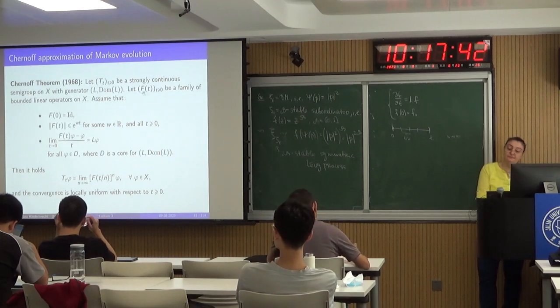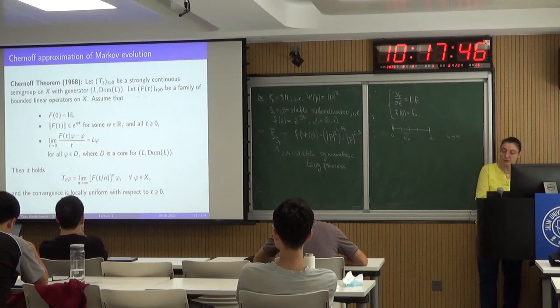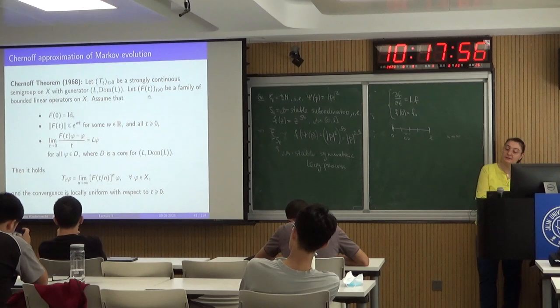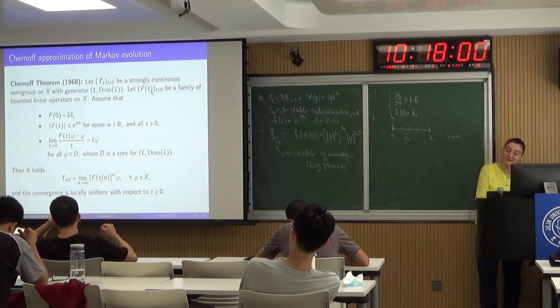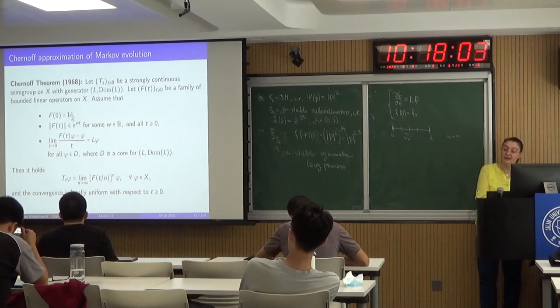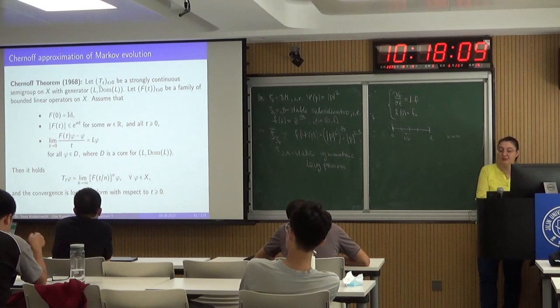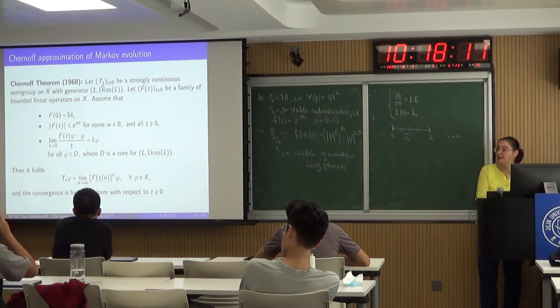So as I said, this family does not need to be a semigroup. So we have a semigroup, but we don't know it. It does not have an explicit representation. Instead of that, I consider a family of operators, which are not a semigroup, but F of 0 is identity. So this is the same requirement as for a semigroup: T_t at t equal to 0 is also an identity.